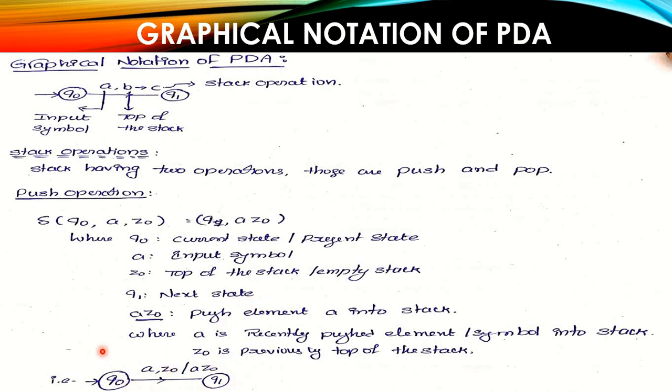In the transition diagram representation, from q0 the input is a, the top of the stack is Z0, then perform the push operation. That means this a is pushed into the stack. Then go to the next state Q1. This is the process of representing the push operation in pushdown automata.